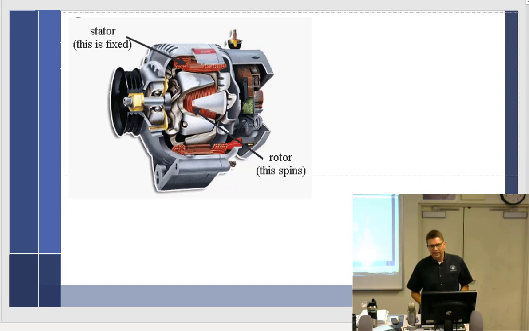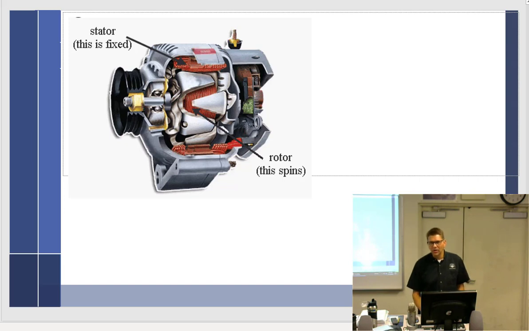So unlike a generator, and by the way, you're going to have to take some notes because I don't have time to write a bunch of notes for you. Unlike a generator, an alternator has a stator, which is fixed, and a rotor, which spins. The part that stays in a generator is called the what? The field: field poles, field windings. And the part that rotates is the armature.